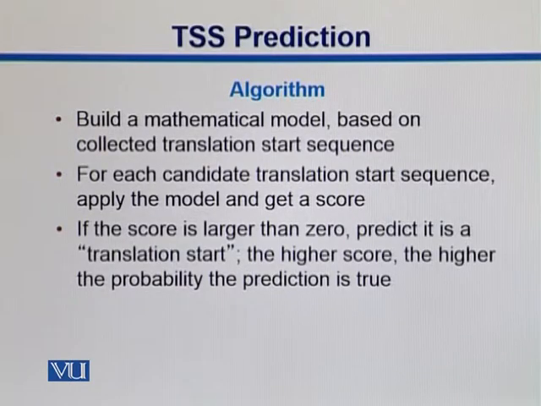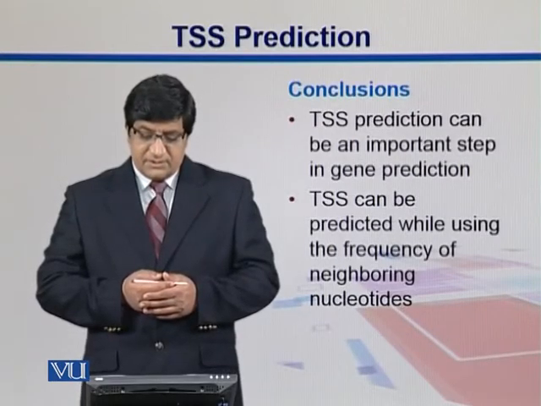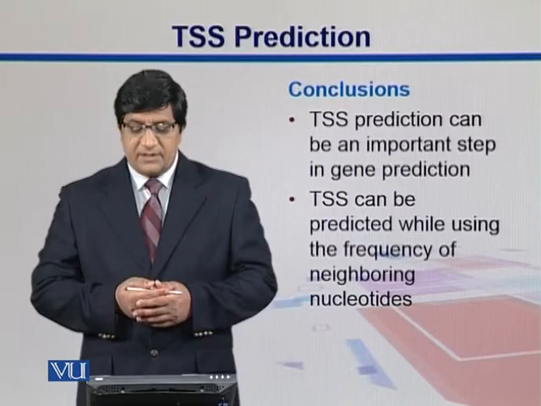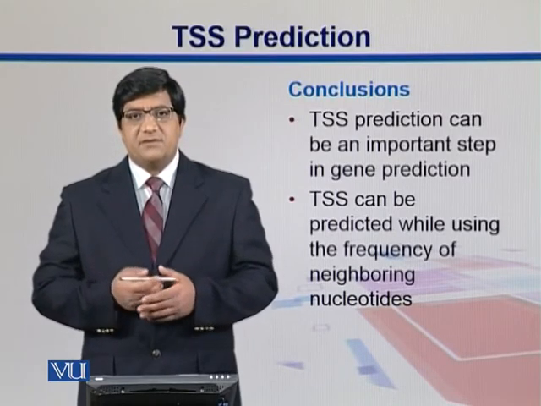Let's look into this algorithm, which puts together whatever we have learned so far in this section. We can build a mathematical model based upon collected translation start sequences, and for each sequence we apply the model and get a score. We get those frequencies and divide by the expected ones. In this way we came up with a model. Then if the score is larger than 0, we can predict that there is a translation start site. The higher the score, the higher the probability that the prediction is true. So TSS prediction can be an important step in gene prediction, and it can be predicted by using the frequency of the neighboring regions.